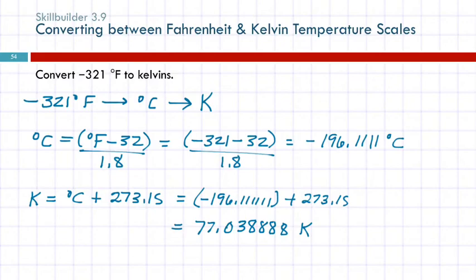Now, significant figures. My original number, the uncertain digit was the ones place. So then here I'm going to round this to the ones place. And this is going to be 77 Kelvin. Any questions? There's a lot of practice in converting temperatures on worksheet 2B.